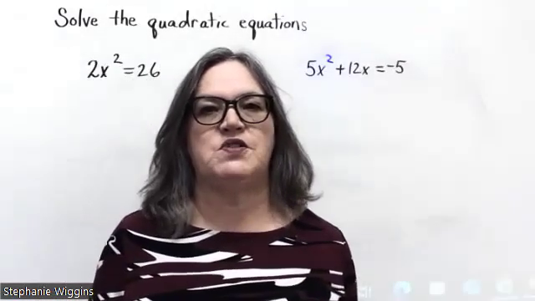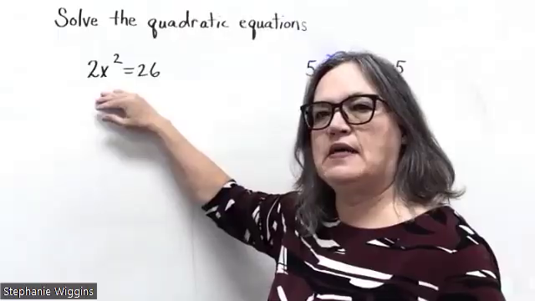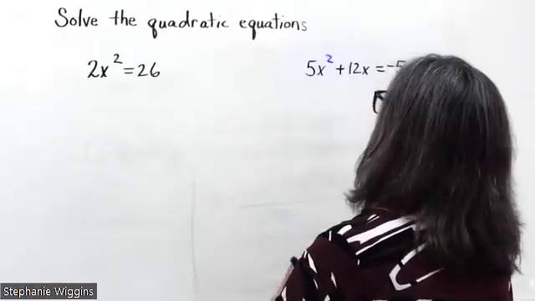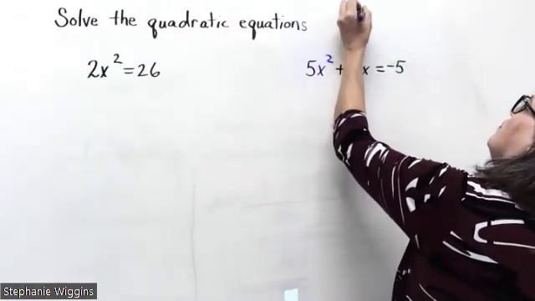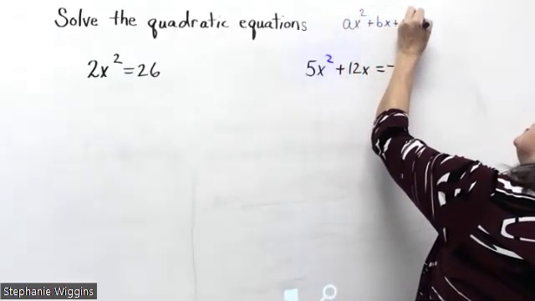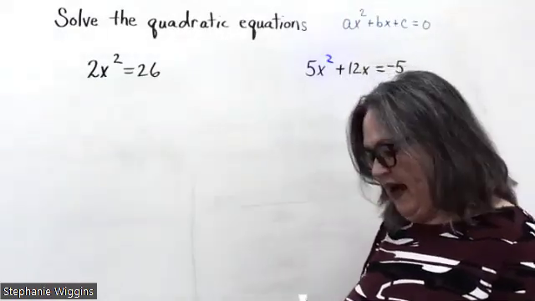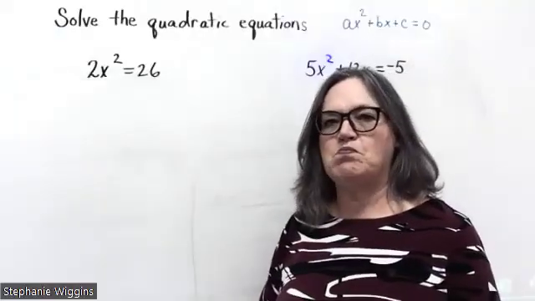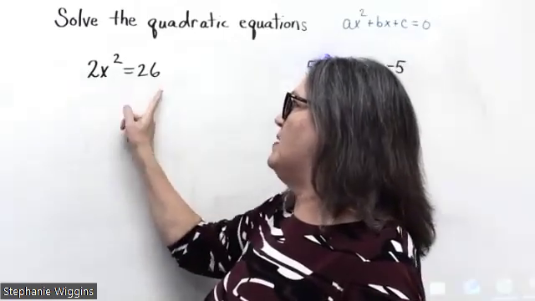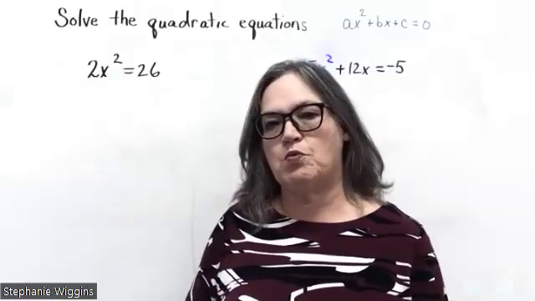So now we are going to solve some more quadratic equations. And I have here 2x squared equals 26. Typically, you want to put this in quadratic form with all the terms on the left-hand side and 0 on the right. But in this particular example, we don't have to do that. And why is that? Because we are missing the middle term. We are missing this term right here. There's no x term. So in this particular case, we can go ahead and use the square root property.